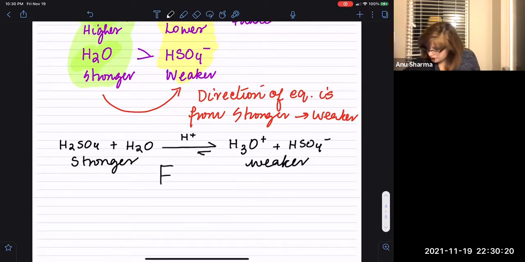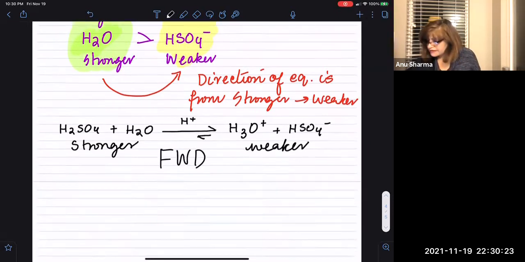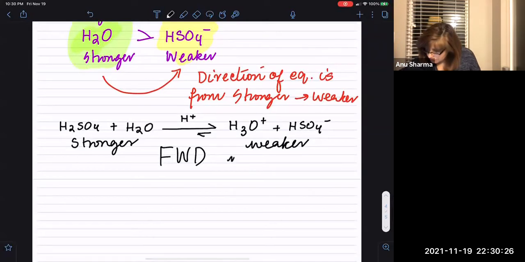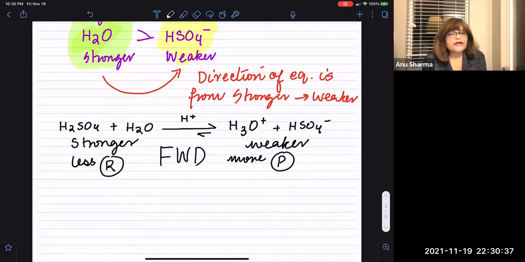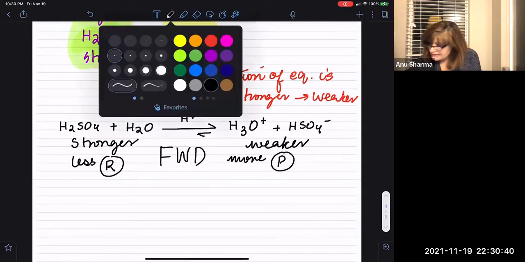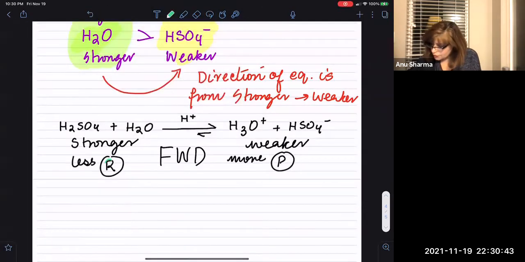So when it's moving forward, this means that there are going to be more products in this reaction and comparatively less reactants. That's what it means. So more hydronium ions are going to be present, less reactants, more products, and the reaction is moving forward. So this is one thing.